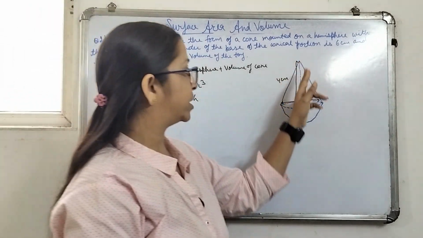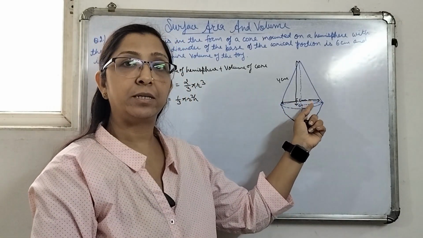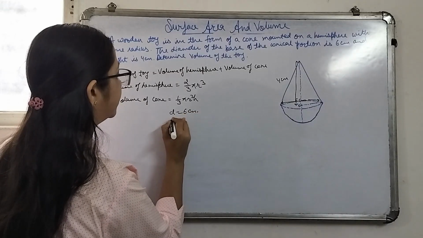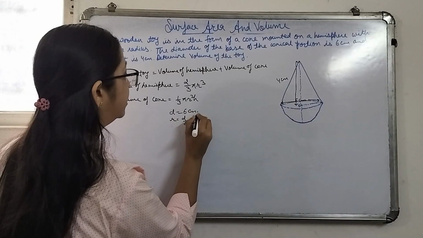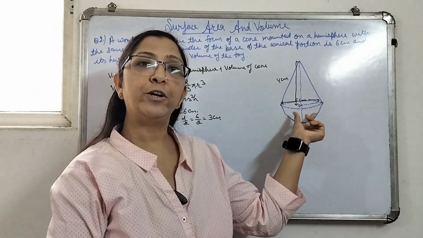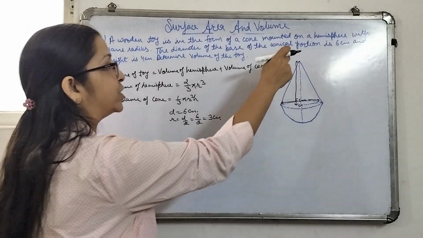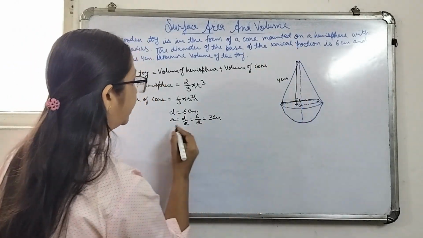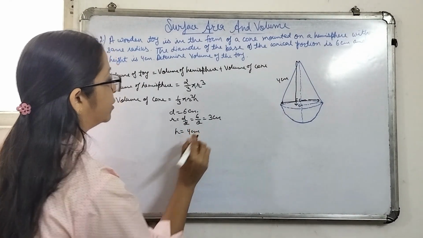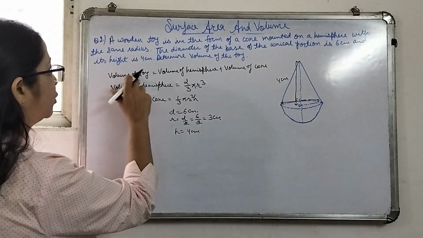Now the diameter of the base is given to us as 6 centimeter. If the diameter is 6 centimeter, the radius will be half of the diameter, that is 3 centimeter for both the hemisphere and the cone. H is the height of the cone, and h is given to us as 4 centimeter. So we have the values of all the variables, and now we can find the volume of the toy.